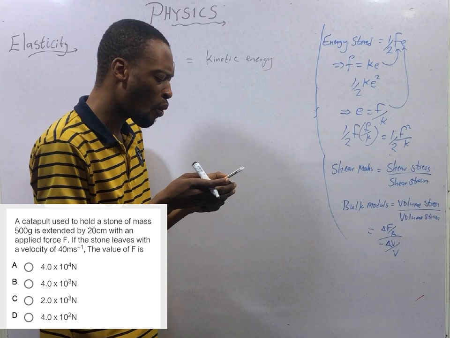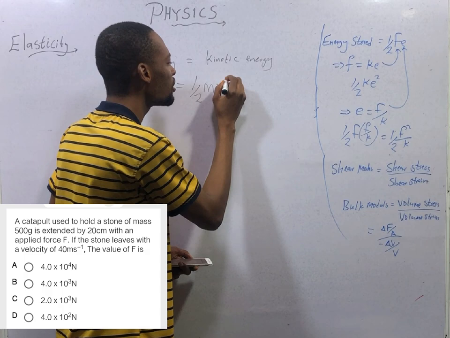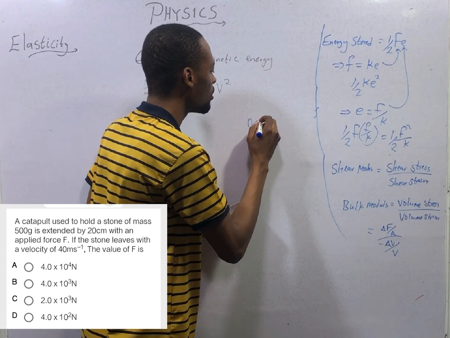And what is energy stored? Energy stored is half Fe. And what is kinetic energy? Kinetic energy is half mv squared. Now, look at this. The mass of the object is 500 grams. m equals 500 grams.